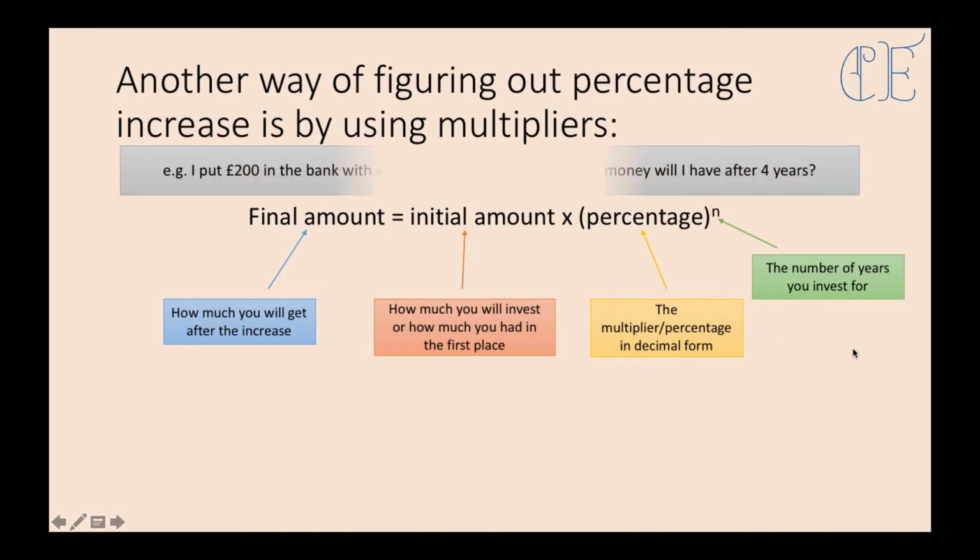Let's have a look at an example question. So I put £200 in the bank with an interest rate of 6% per year. How much money will I have after 4 years?